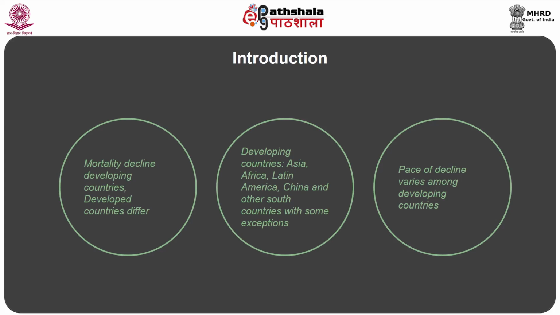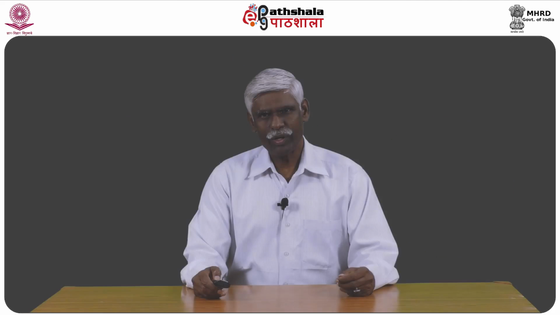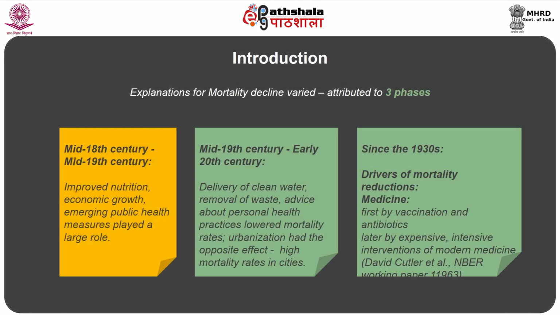For instance, in various developing countries in Asia, Africa, Latin America, China and other southern countries, except Japan, we can see various factors and how they contributed to the decline. There are various explanations for the mortality reductions, which can be understood through three phases. From the mid-18th century to the mid-19th century, improved nutrition and economic growth played a larger role, as did emerging public health measures in this period.